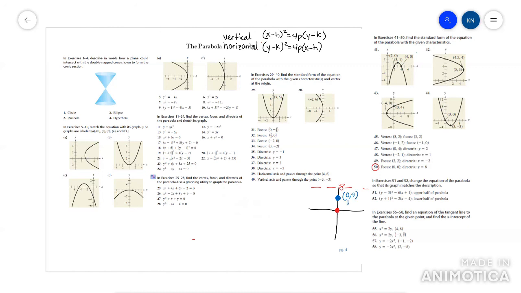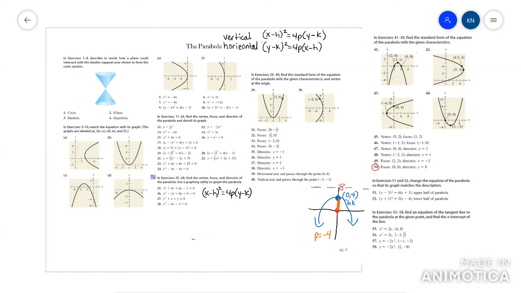So the 0, 4 is my h, k. And since I know these dots, the parabola would have to open down around that focus. So I know it's a vertical parabola. So I write down my vertical parabola equation. I know that this orange distance here is my p-value, and it is down 4. So p is -4. Don't drop that negative sign. It's really important that you recognize p is -4, not +4.